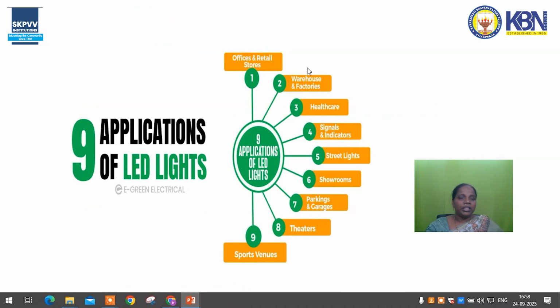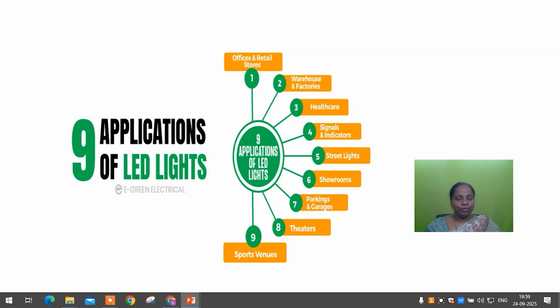Applications. We are all in the LED world. They are applicable in many fields, such as offices, warehouses and health centers. Signal indicators are also made with LEDs. Street lights are also made with LEDs. Showrooms, theaters and sports venues too.